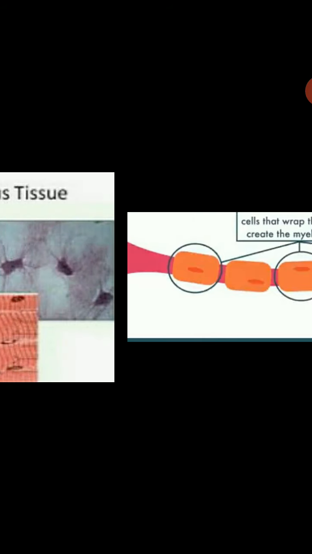So, the functional combination of nerves and muscle fibers is fundamental to most animals. This combination enables them to move rapidly in response to stimuli. Okay? These are all about nerve and muscle tissues. I think all of you understood the topic.